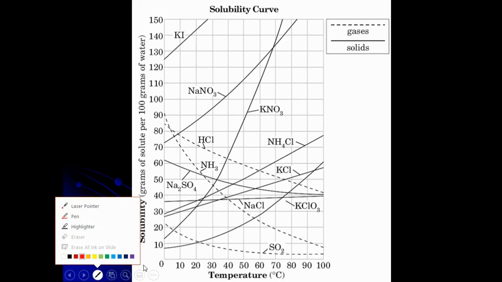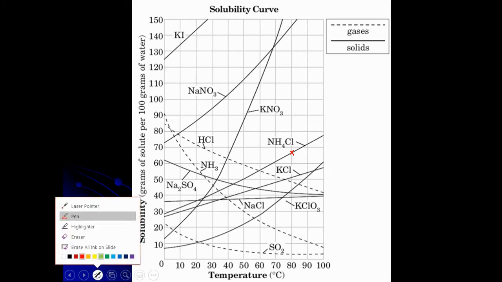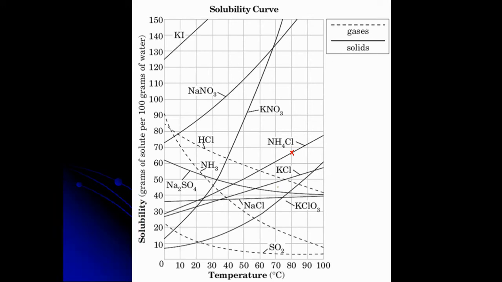So what you want to do is go ahead and find the temperature that you're given. In this case, it's 80 degrees. Then you want to follow that line up to the line for the ammonium chloride where it crosses, and you can see where that little X is, that is where the 80-degree line crosses. Then we want to cross over to our y-axis and see about where that line crosses.